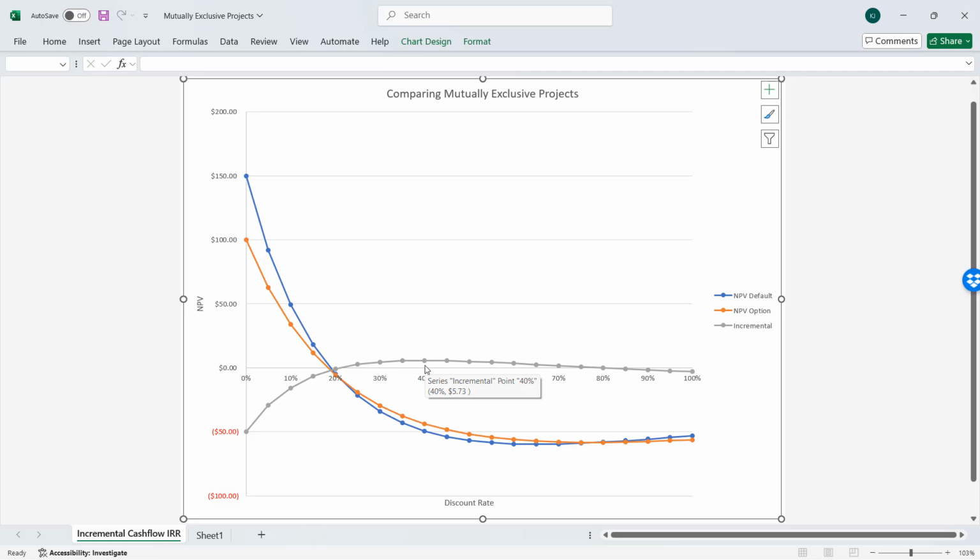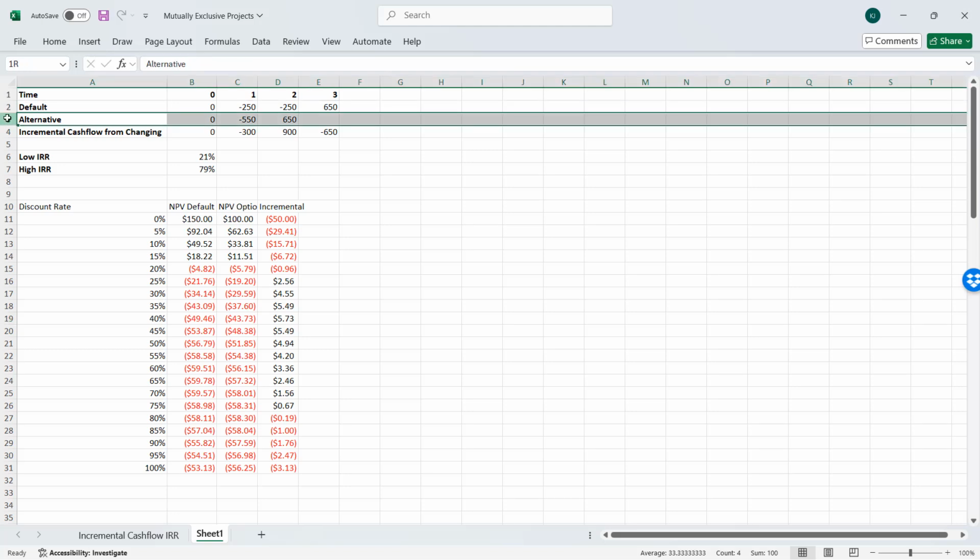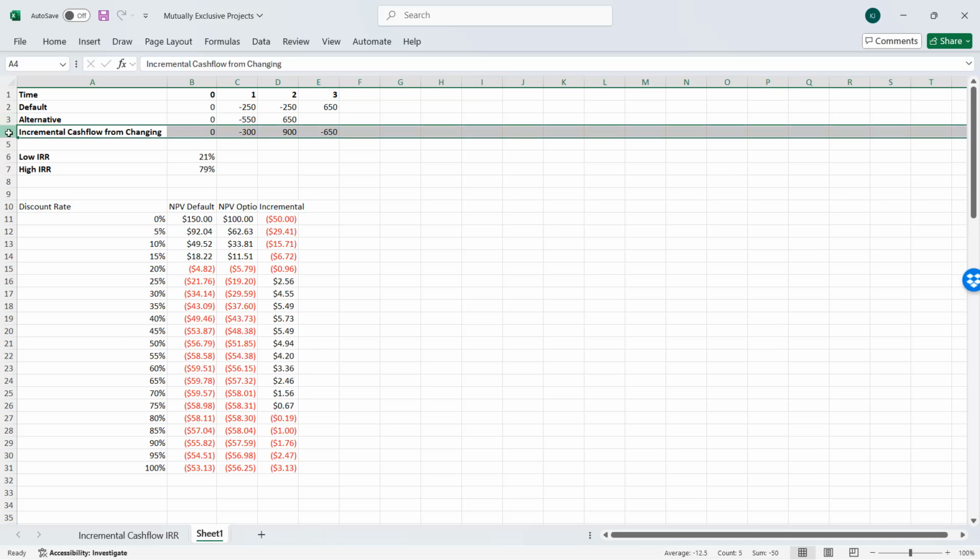So the decision is all about the incremental cash flows, and that's why we take this difference here. We've got our default, which is what we're locked into. We've got our alternative, and then we look at the change in the cash flows, and that's what our decision is about.